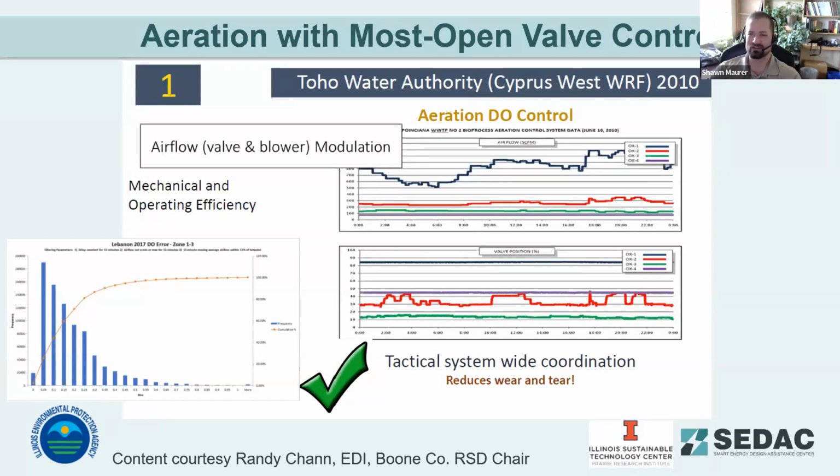The chart on the left there is a histogram showing, for a particular process employing this type of control, how often they're within their DO set point and how close they are to that DO set point. So at the bottom of the chart, the error is very small. As you move up to the right side of that chart, the error is starting to increase. You can see most of the time they're within about 0.25 milligrams per liter of their DO target.